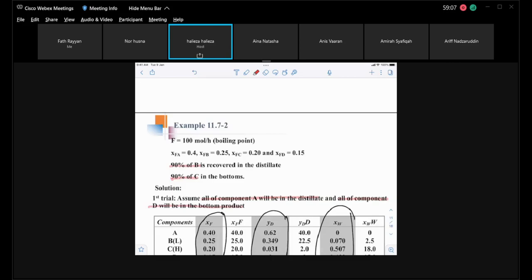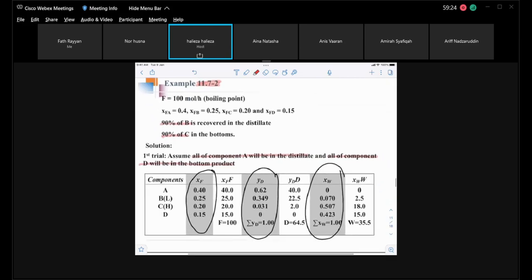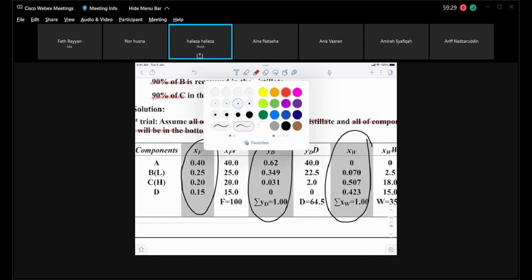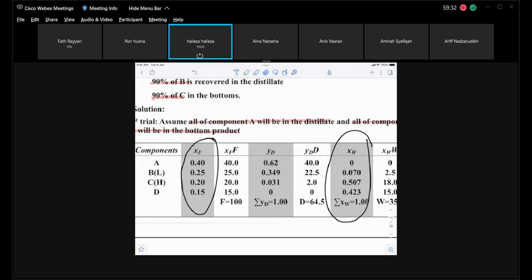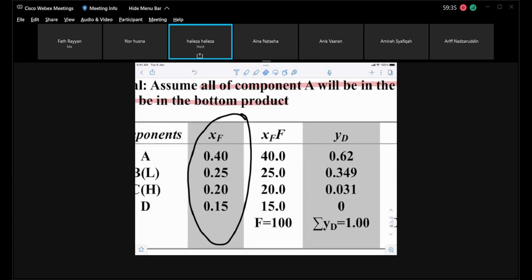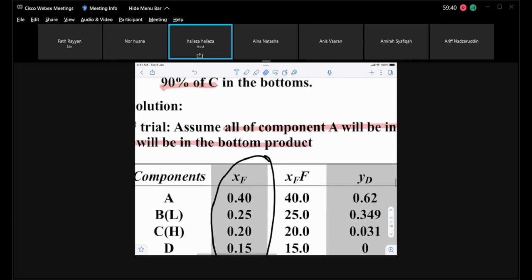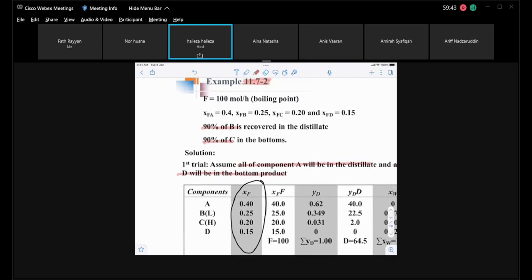So now I'm doing example 11.72. I'm not doing example 11.71. I got myself confused because example 11.71 is just referring to the feed: what is the boiling point of the feed, what is the dew point of the feed. So that's my mistake just now. Okay, sorry about that. Now look at this column, look at the table. Let me erase this. The column here is that of your feed composition. So you will assume a basis, or is it given? Okay, it is given that the feed is 100.